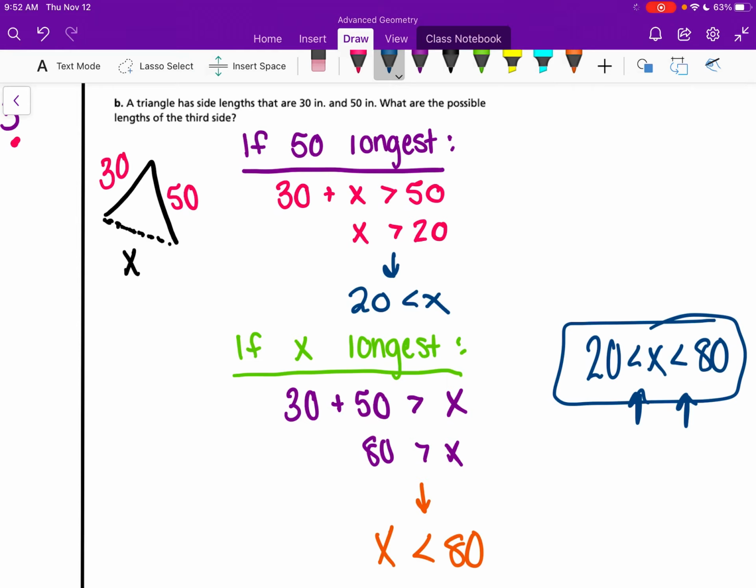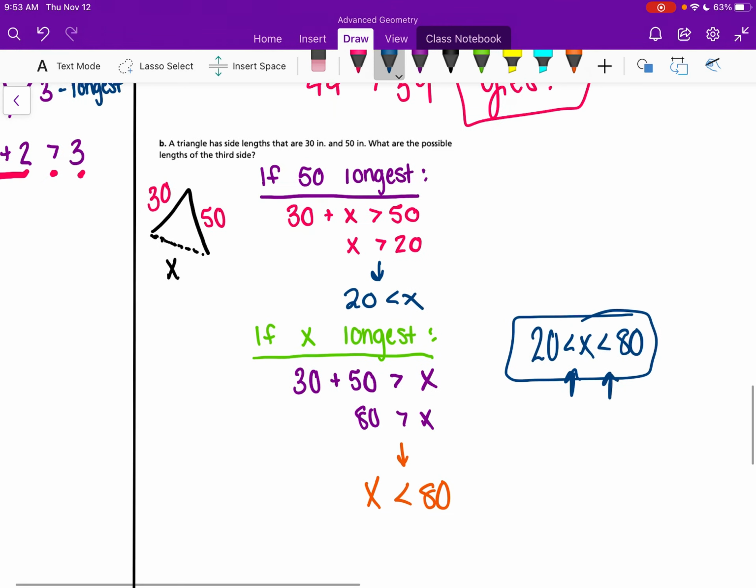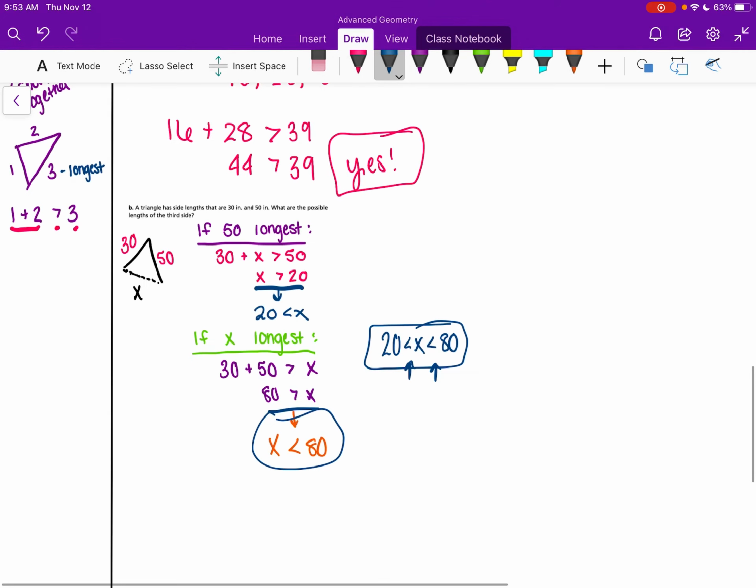So in order for this to be a triangle, we have to have this unknown side length be between 20 and 80 inches. If it's outside of that range, then it would not be a triangle. And that's the way you would approach questions like this: think, okay, is what I know that's the largest right now actually the largest? Okay, then the unknown has to be greater than 20. Okay, what if x is the largest side? Then these have to add to be greater than x, so x has to be less than 80. All right, and that's 5.4.